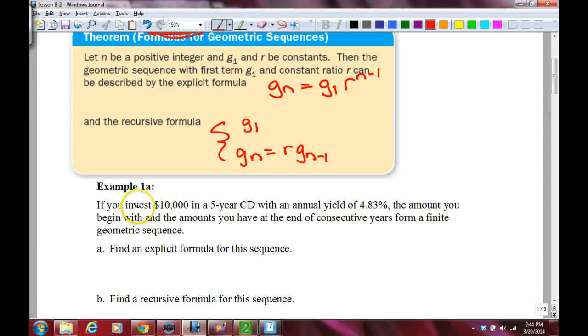Okay, so if you invest $10,000 in a year in a 5-year CD with an annual yield of 4.83%, the amount you begin with and the amounts you have at the end of consecutive years form a finite geometric sequence. This is something that you guys have seen in the past. This is the formula for this. A equals P, the principal, times 1 plus R, the rate in decimal form, to the T value. You guys remember that? I think this is last year.